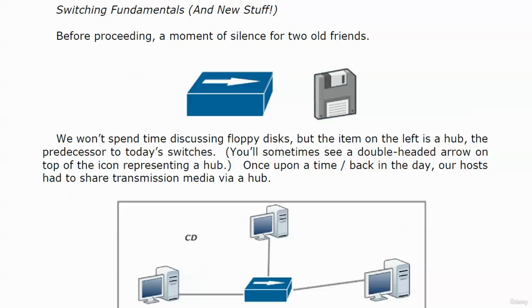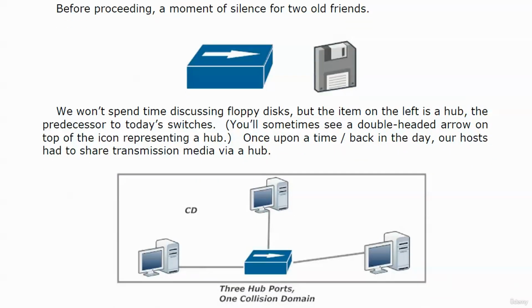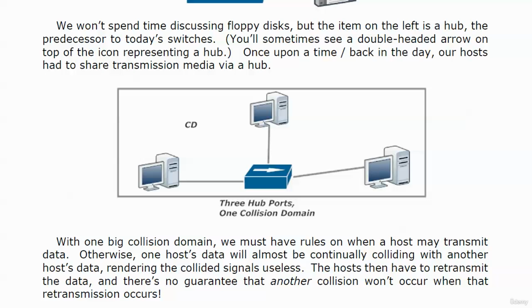And once upon a time, back in the day, however you want to put it, our hosts actually had to share transmission media via a hub. Can you imagine such a thing? Actually, we got through it, and CSMA-CD is a big reason why. Because with one big collision domain, and that's what we have here, we had to have rules on when a host could transmit data. Because if we didn't, one host's data would almost continually be colliding with another host's data, and you can imagine if you had more hosts than 3 connected to it, you'd have collisions all the time if you didn't have a set of rules.